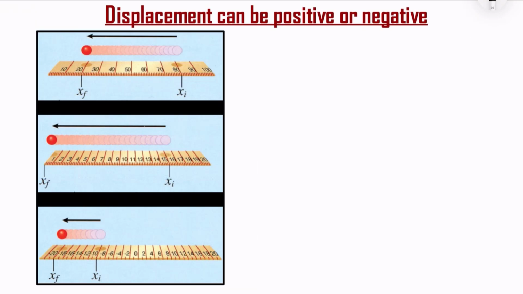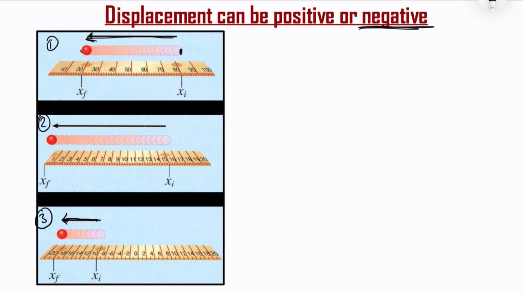Now we're going to discuss how displacement can be negative. In the previous part, we discussed positive displacement. Now all the displacements are negative. Why? Look at the initial point and the final point. The arrow shows the direction. It's moving in the negative direction in the first picture, the second picture, and the third picture, negative direction again.